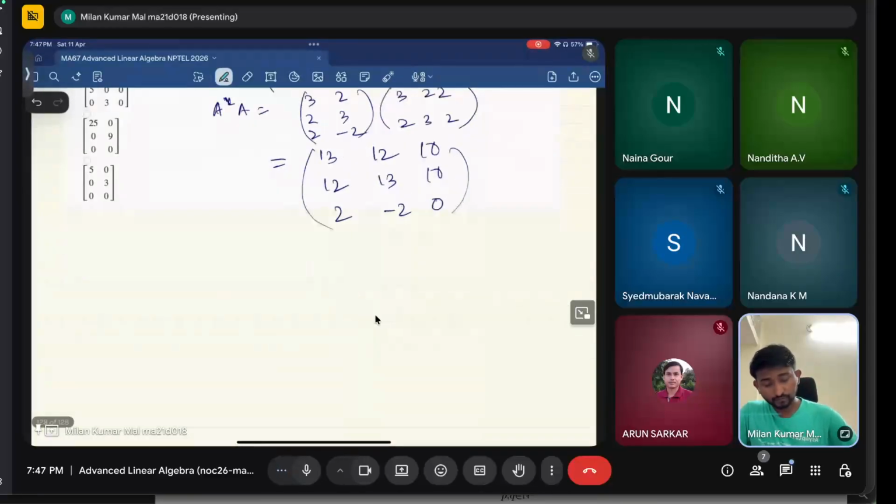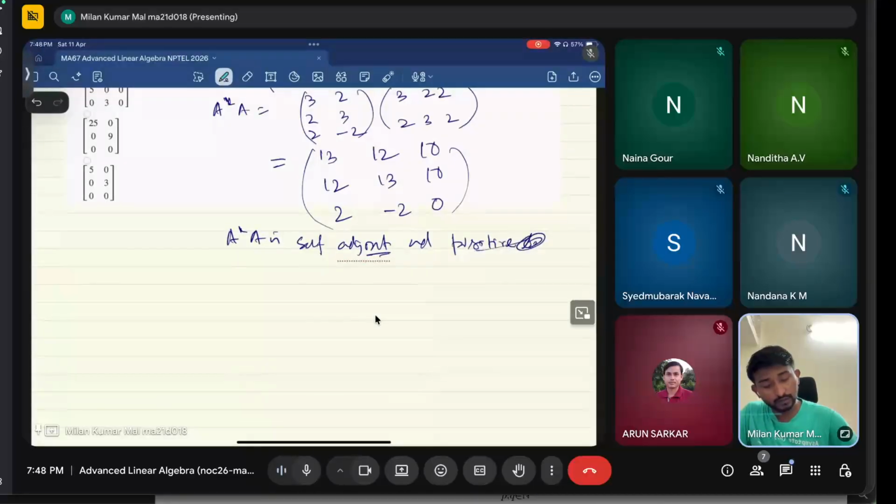Now it is known that A star A is self-adjoint and positive semi-definite. Self-adjoint you can check for any matrix or any operator T: T star T is always self-adjoint. You can check that very easily, you just use the formula that T1 T2 whole star equals T2 star T1 star. Use this formula and you will get that A star A is self-adjoint.